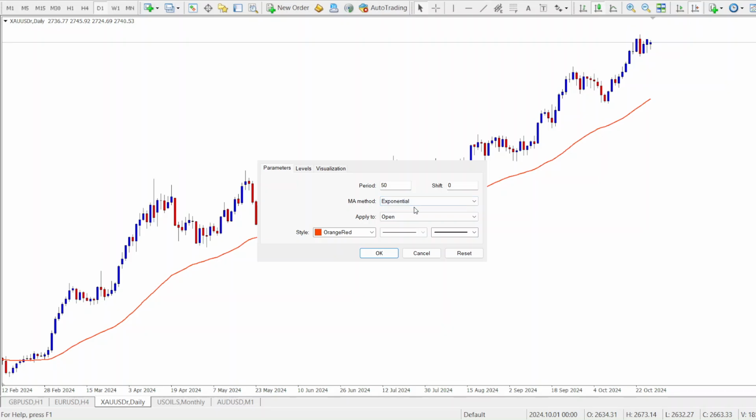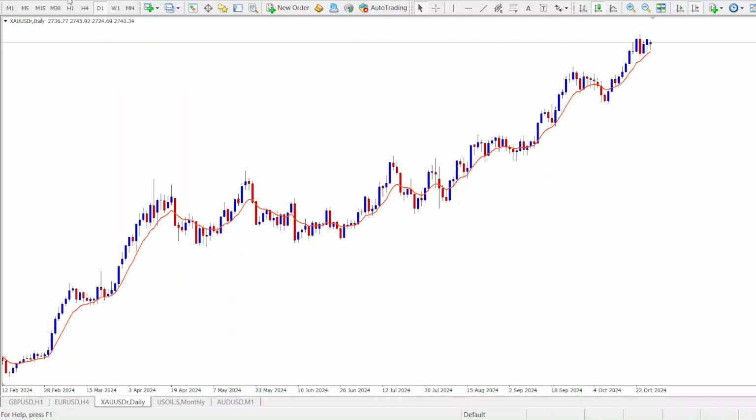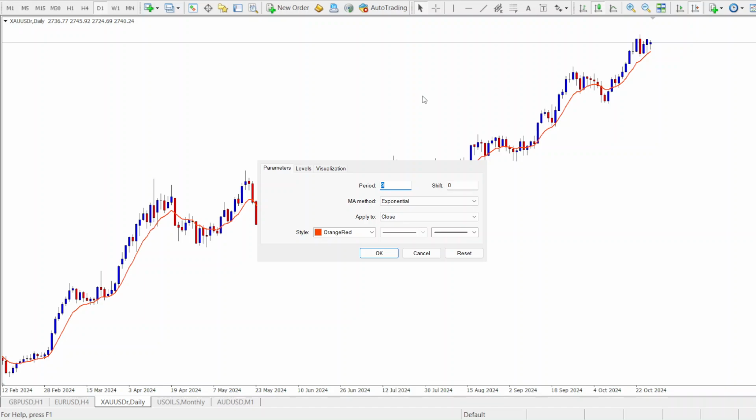Now the double EMA crossover strategy uses two EMAs, a short-term EMA like the 9-day EMA. So we're going to be changing this to the 9 period, and we're going to be changing this to close. We're going to be using close for our moving average. And then we're going to be adding the second moving average for this strategy, because this strategy uses two moving averages. The second moving average we're going to be adding is the 20 period. I'm just going to change the color so that it will be easier to identify.